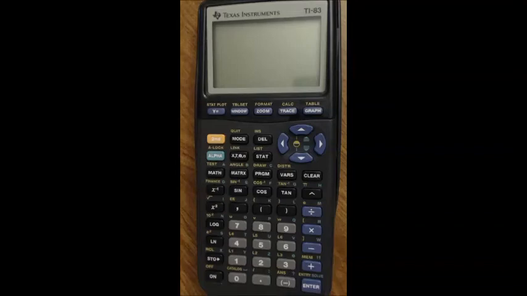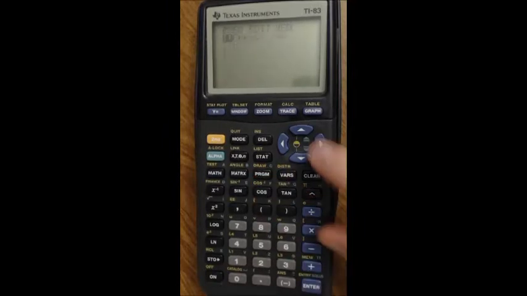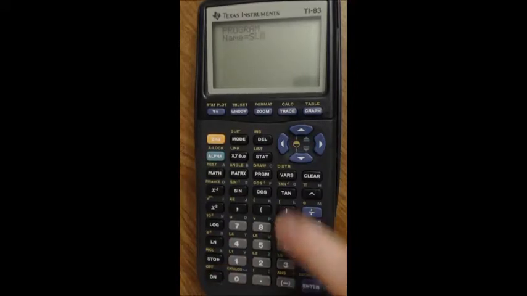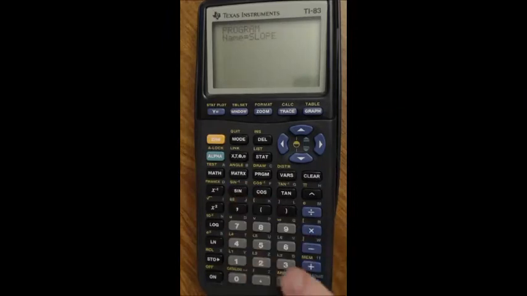This is a video to program slope and y-intercept into your TI-83 and 84 calculator. So let's start by turning on the calculator, go to Program, scroll over to New, create New, and type in slope, S-L-O-P-E. And I'm going to separate it with the symbol here, and I'm going to put in Y. So slope stands for slope, and Y stands for the y-intercept.